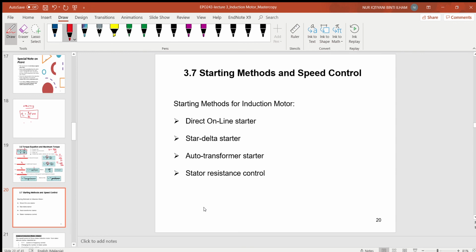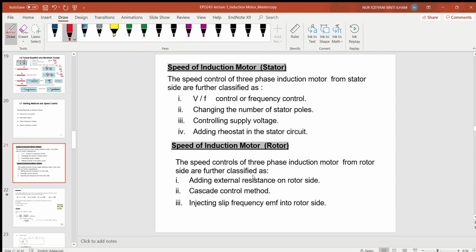I will continue with the starting method and speed control. There are various types of starting methods for the induction motor, such as direct online starter, star delta starter, auto transformer starter, and stator resistance control. You can go through my notes to understand how the speed of the induction motor can be controlled at the stator and also at the rotor. Thank you very much for your attention.